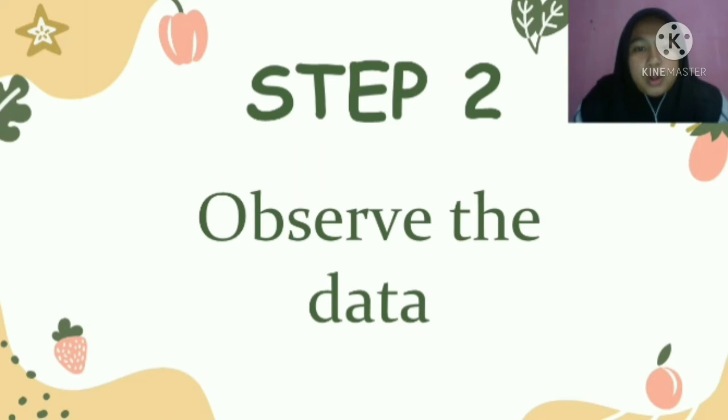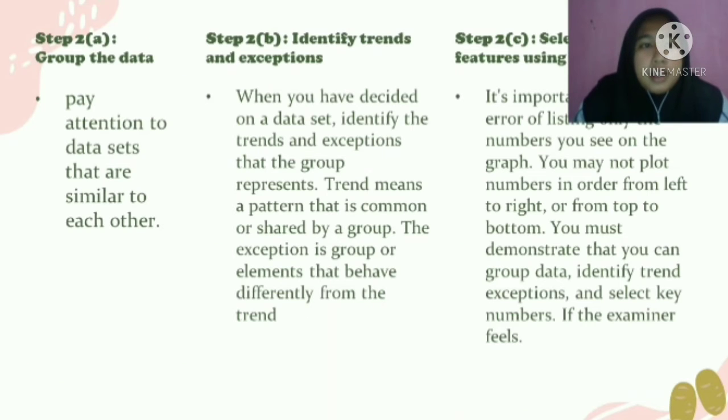Step 2. Observe the data. Step 2.A. Group the data. Pay attention to data sets that are similar to each other. Step 2.B. Identify trend and exception. When you have decided on a data set, identify the trend and exception that the group represents.